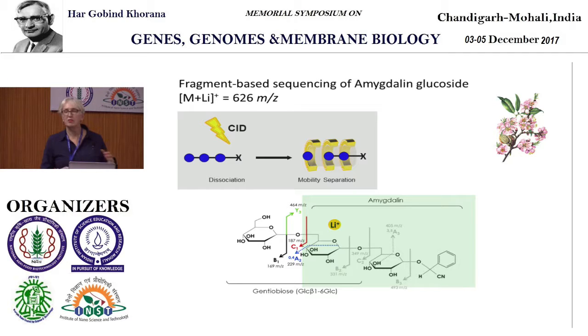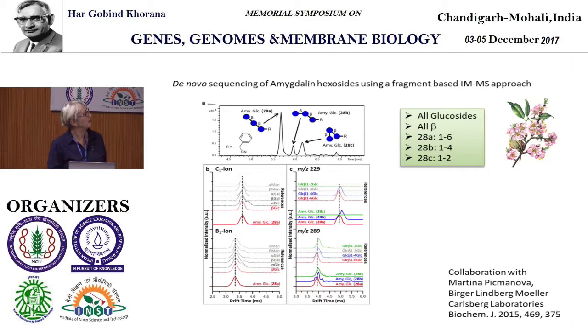By comparing fragmentation and ion mobility spectra of the target molecule with these standards, we could unambiguously show the structures. These are the data, which I don't want to go through. In fact, this was published in Biochemical Journal.